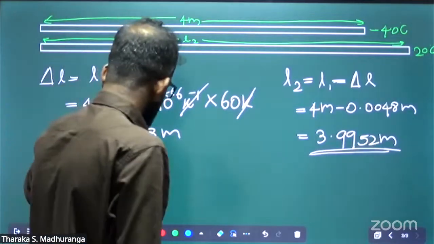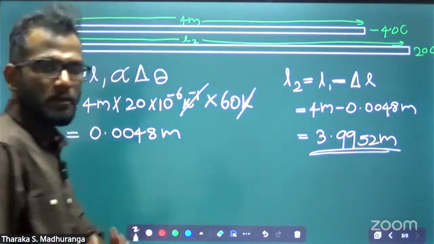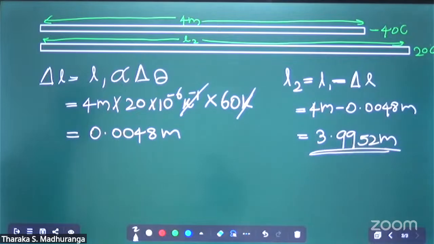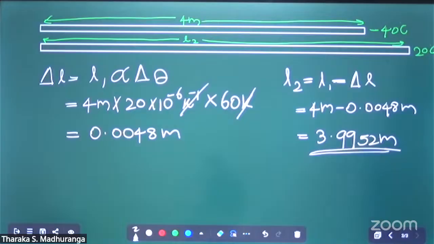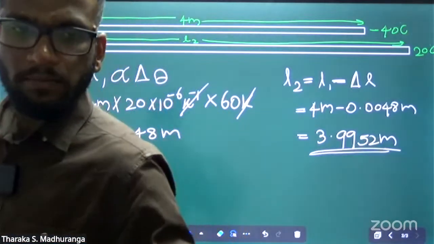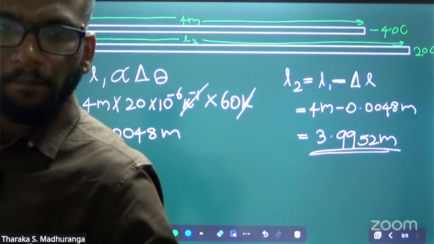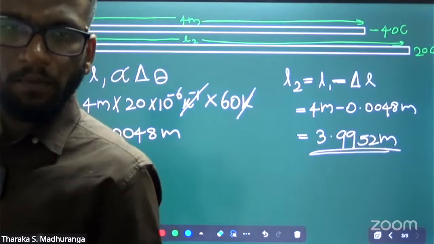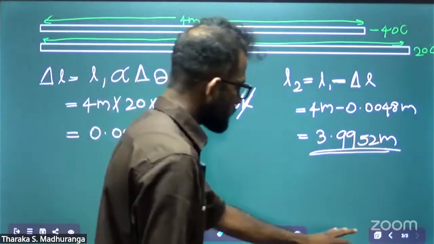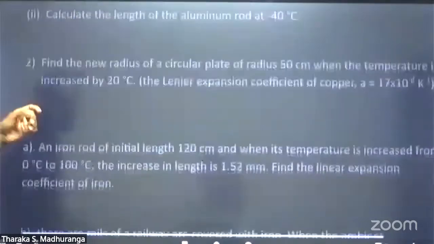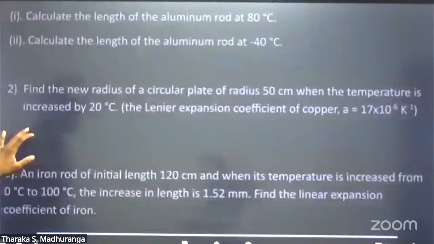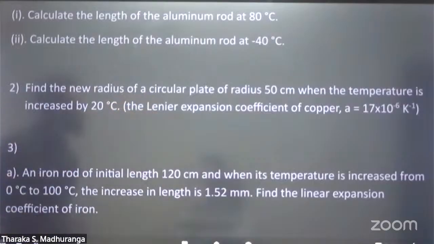Okay, good question. Can you give me the second question? I will complete a few questions and the others I will give you as homework questions. Okay, quickly calculate this one.